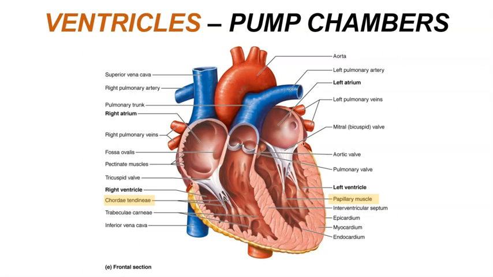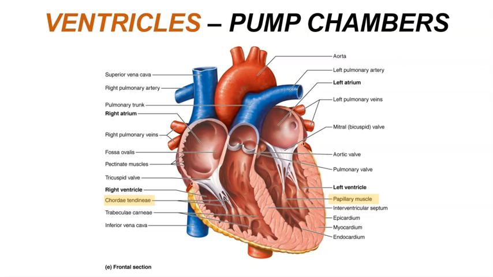The second structure that we see are the papillary muscles, which help to control the tricuspid and the bicuspid valves that are found between the atria and the ventricles. The papillary muscles help to anchor structures called the chordae tendineae, which means the tendinous cords that originate from the valves that are located between the right atrium and right ventricle and the left atrium and the left ventricle.